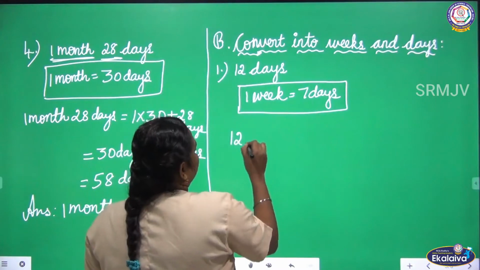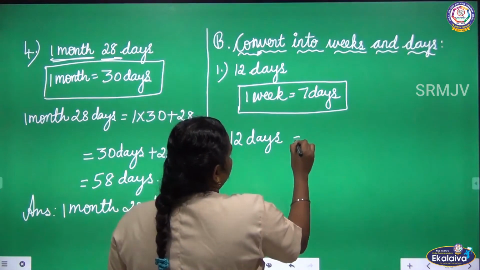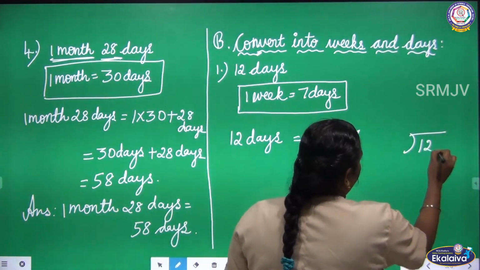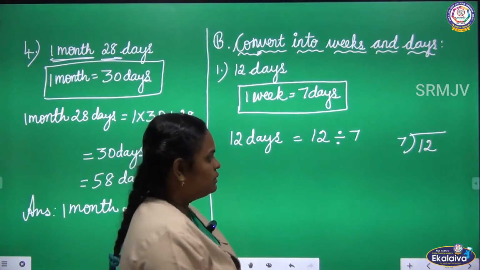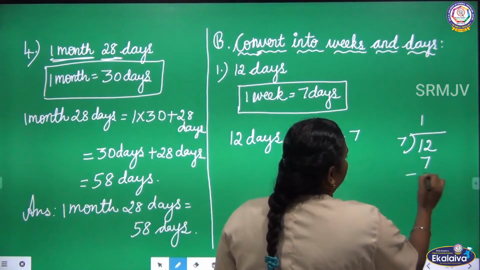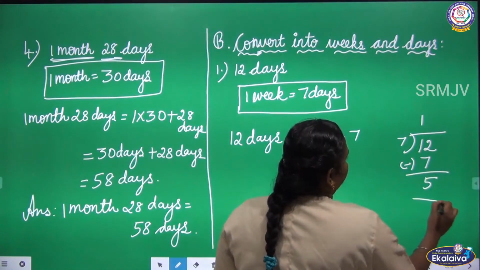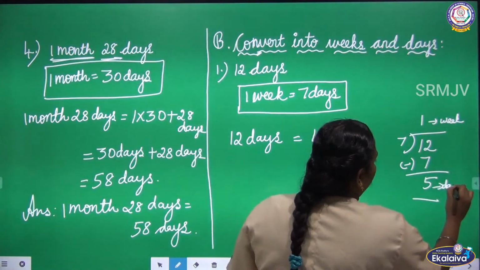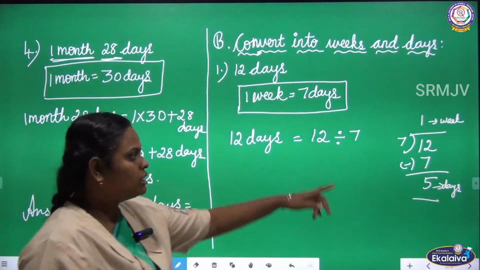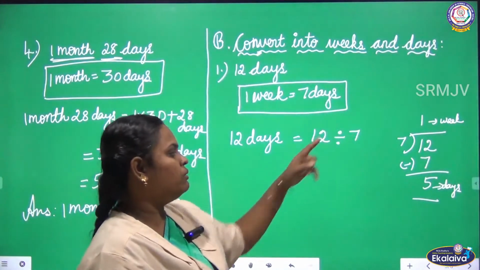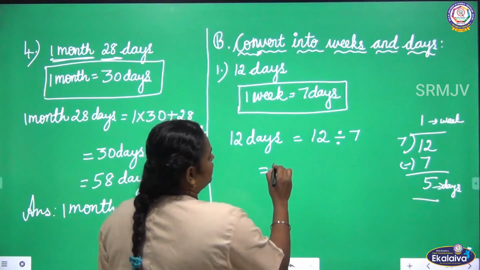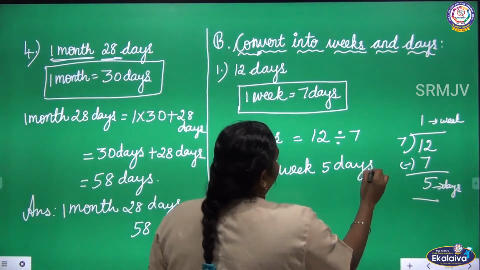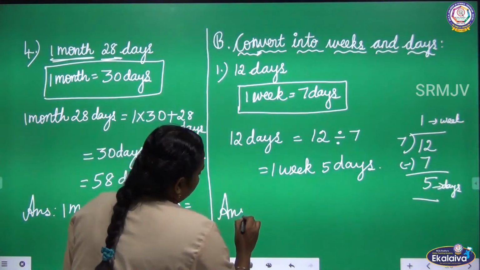So 12 days equal to 12 divided by 7. So 7 ones are 7. If you subtract 12 minus 7, 5. So the quotient is the week, and the remainder is days. So how many weeks, how many days? 1 week and then 5 days. So 12 days equal to how many weeks?